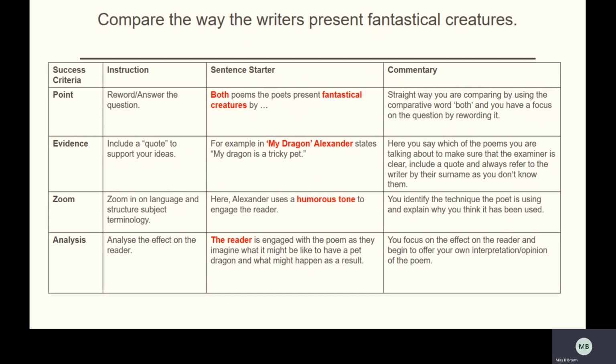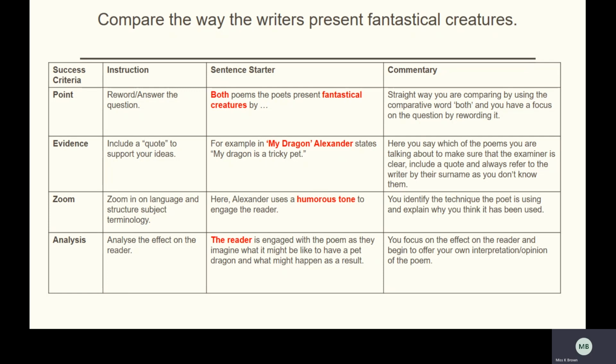Okay, identify the technique that is being used, so that might be the language or the structure. Remember in lessons 5 and 6 we broke that down when we annotated the poems, so that should be all there for you. And finally, in your analysis, you need to talk about the effect on the reader. Okay, the reader is you. Okay, what is the effect on you? What does it make you think of? What does it make you feel? What's your interpretation and opinion of the poem?